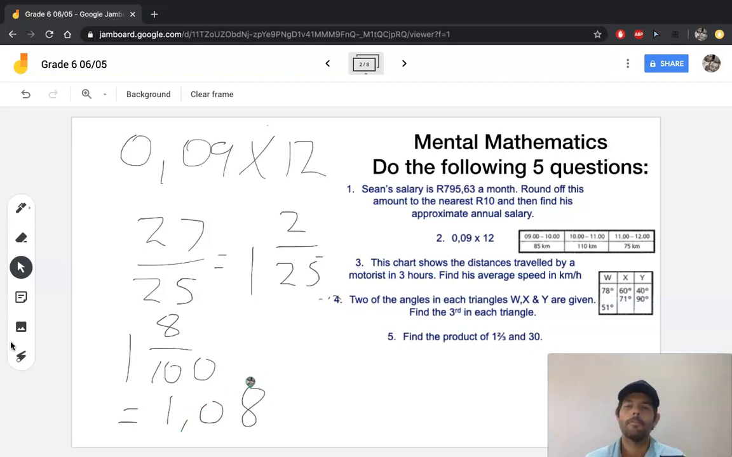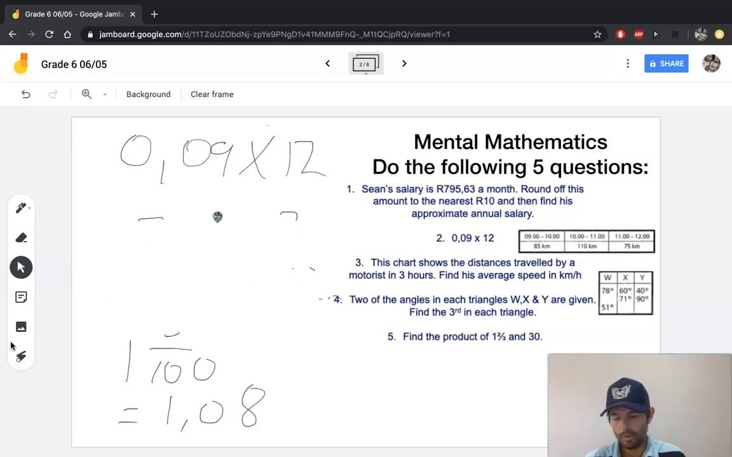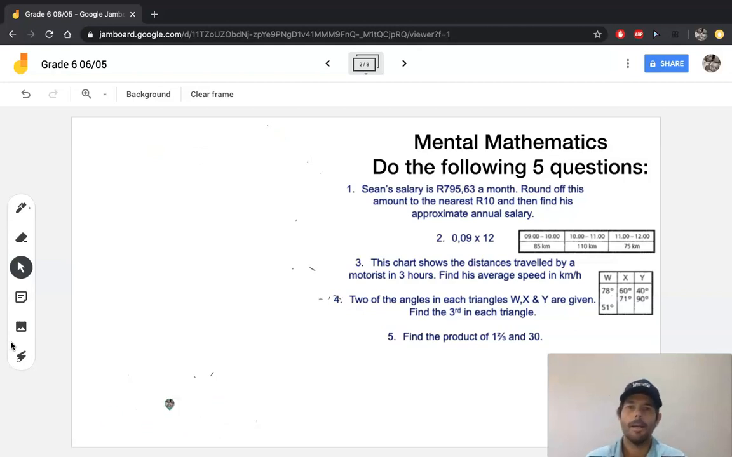Okay, so there are your three options. Choose which one you prefer and give it a shot. I would encourage you to try all the different methods that we are talking about, because you never know, one might just all of a sudden make a lot more sense to you.